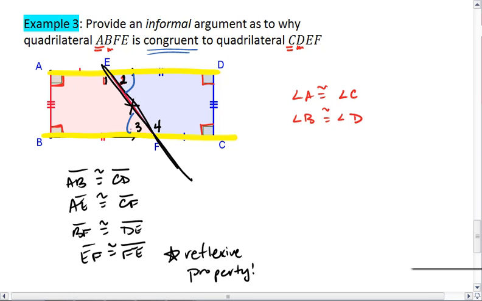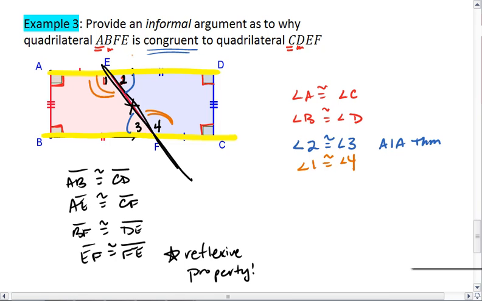Thus, angle 2 is congruent to angle 3 because they're alternate interior angles. So that's by our alternate interior angle theorem. Similarly, angle 1 is congruent to angle 4 for the same reason.